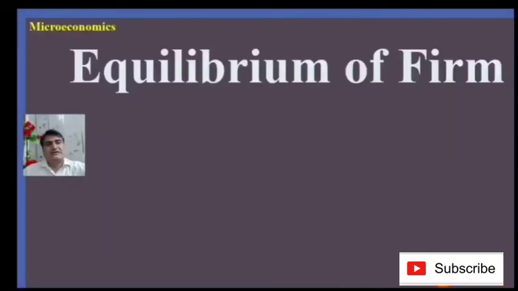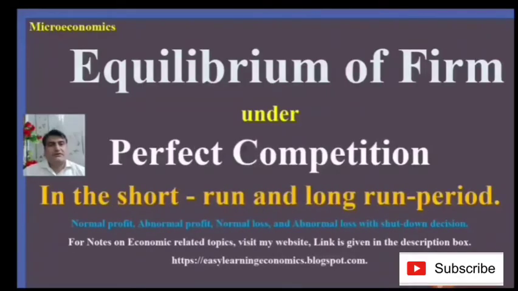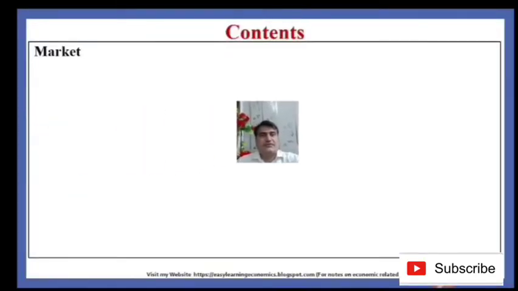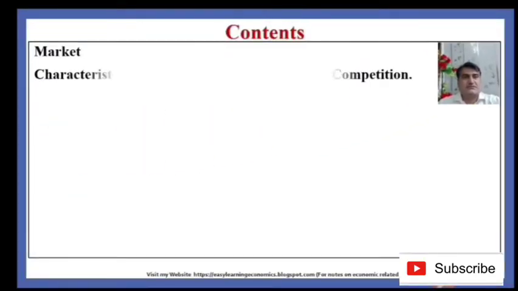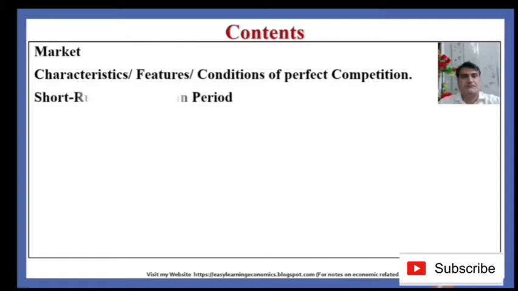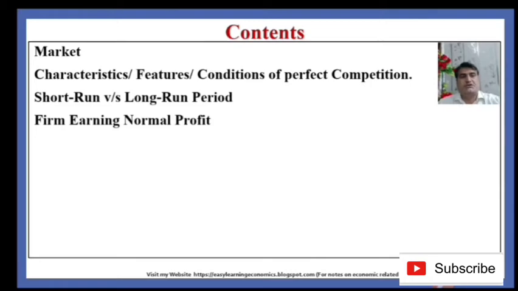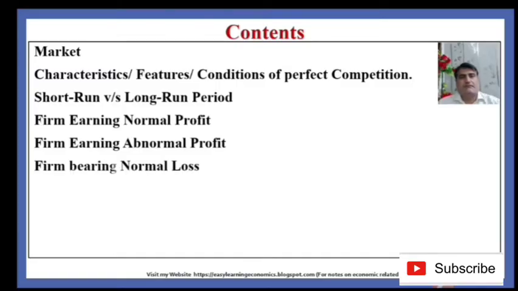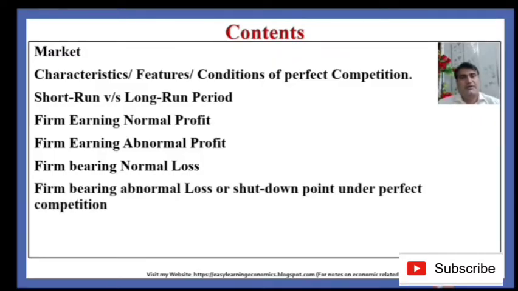Today our topic is equilibrium of firm under perfect competition in the short run and long run period. In this lecture we study what is market, what are the characteristics or the features or the conditions of perfect competition, what is short run versus long run period, how firm earns normal profit during short run, how firm earns abnormal profit in the short run, how firms may bear normal loss in the short run, why firms bear abnormal loss in the short run, and what is shutdown point under perfect competition.